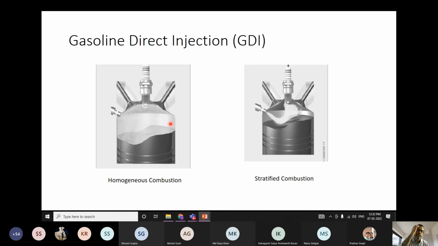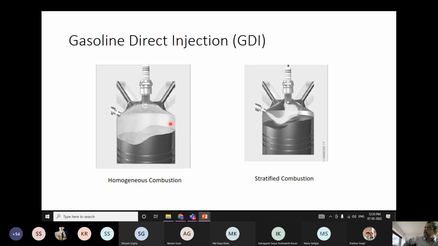These two technologies are currently in use as far as passenger cars or any advanced SI engine is concerned. Carburetor, as I told you, is nowadays used only for some of the two-wheelers, because in some two-wheelers we have a PFI system also.